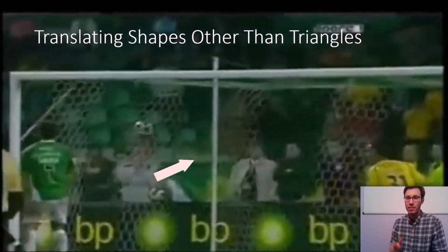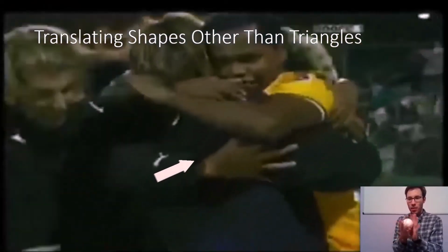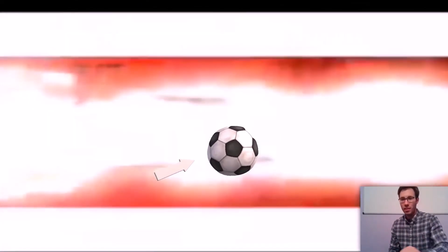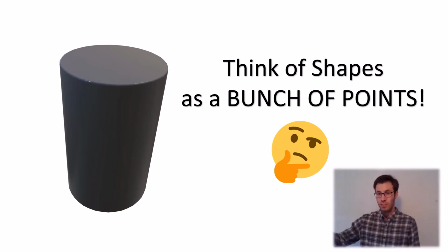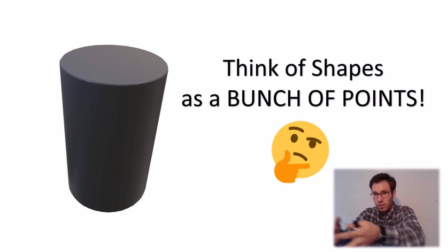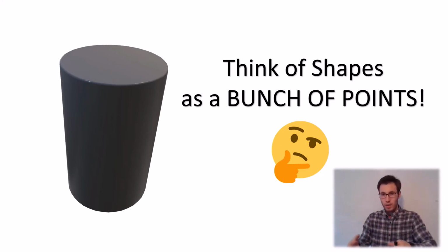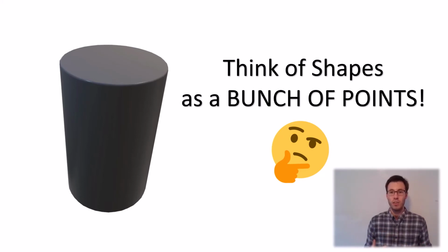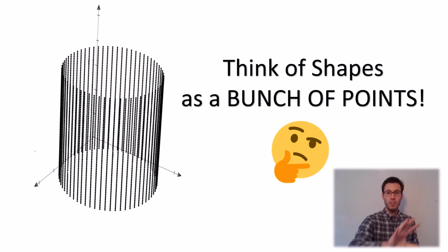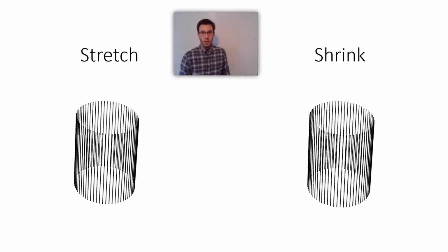It barely spun. If it rotated, it would have been like this. So it was going right through the air like that. It doesn't rotate at all through space. It just moves. It can move up, down, left, right. Now, I'm trying to train you all to think of shapes as a bunch of points. So when you think about a cylinder, it's beneficial to think of a cylinder as just covered with points.